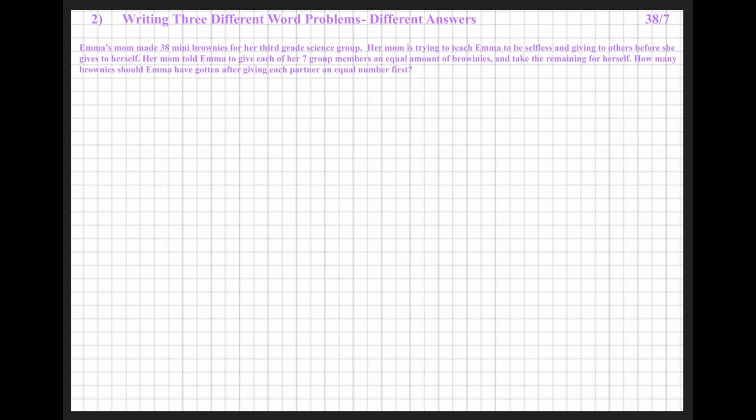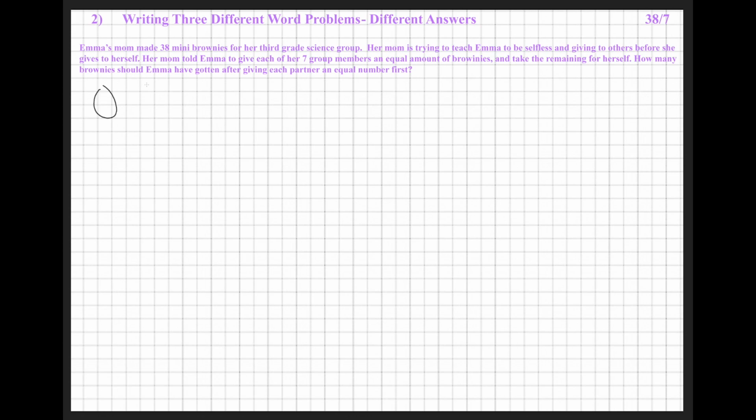Finally, we're moving on to the last question. Emma's mom made 38 mini brownies for her 3rd grade science group. Her mom is trying to teach Emma to be selfless and giving to others before she gives to herself. Her mom told Emma to give each of her 7 group members an equal amount of brownies and take the remaining for herself. How many brownies should Emma have gotten after giving each partner an equal number first?